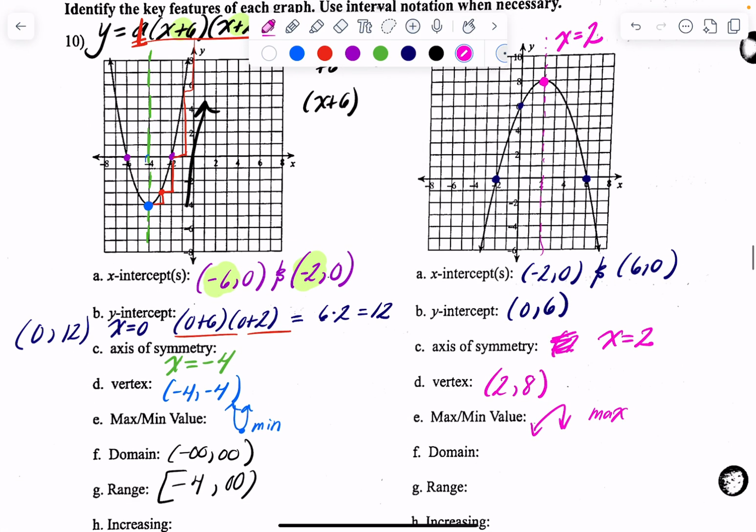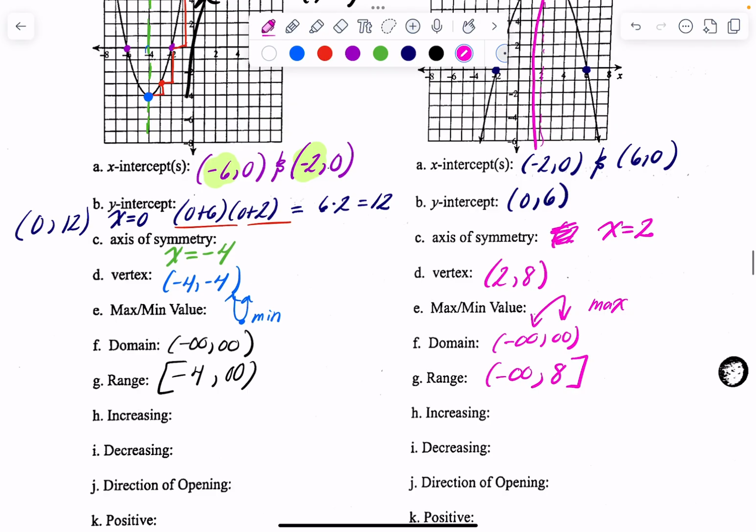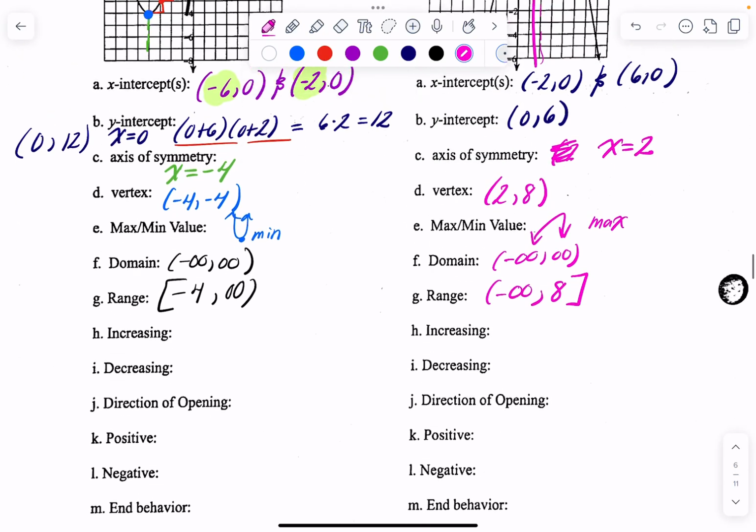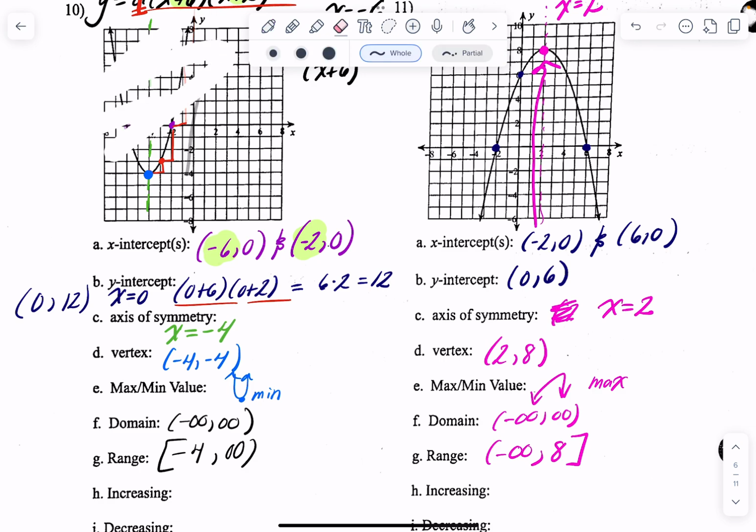The domain of all quadratics is -infinity to infinity. The range is -infinity up to the highest value of 8. 8 gets a bracket. Remember, infinity doesn't ever get a bracket. Oh, I skipped a whole bunch of stuff there. Increasing and decreasing. So let me erase some of this stuff.